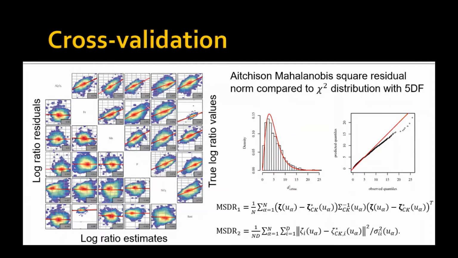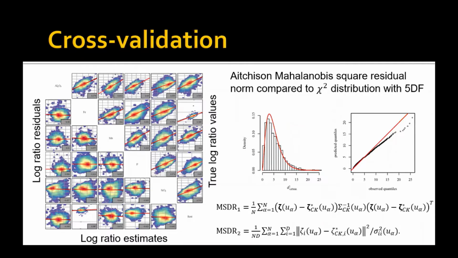In this particular instance, having used the data we just saw, you see on the left the scatter diagram between the log ratio estimates and the errors. On the upper diagonal, we've got the estimates and the true values. You get correlations of around 0.5, 0.6, 0.7 at times. That's considered good enough for that purpose.